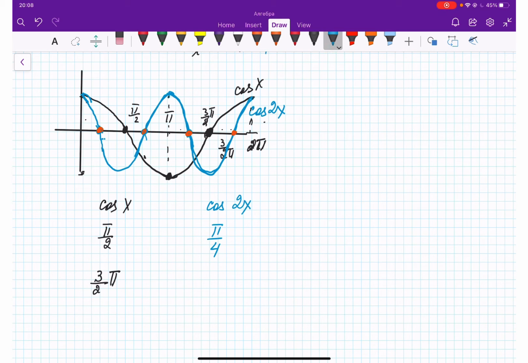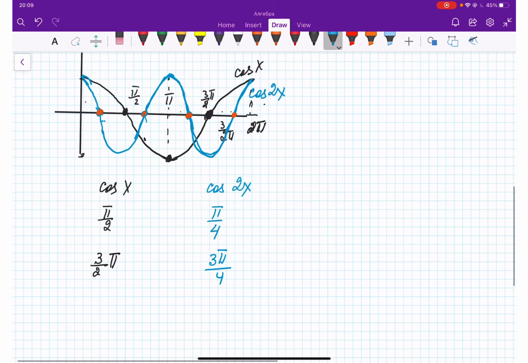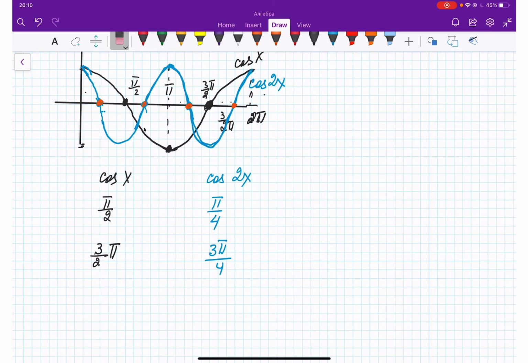Which for the cosine 2x, it's going to be 3 pi over 4. Why? 3 over 2 pi divided by 2, we get 3 pi over 4. Next, for the cosine x, it's going to be 5 pi over 2. How did I figure out that it's going to be 5 pi over 2?